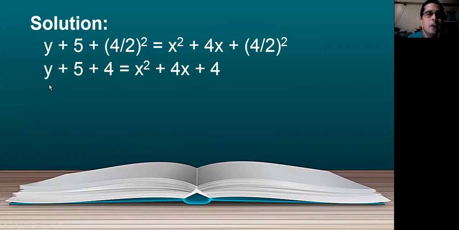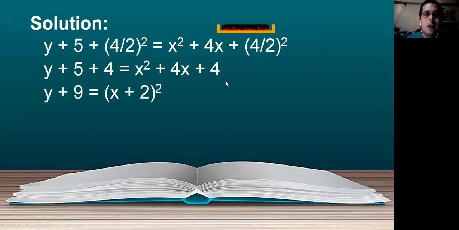Okay, so for the left side of your equation, combine similar terms: y plus 5 plus 4 is equal to y plus 9. And factoring the perfect square trinomial on the other side, that becomes the quantity x plus 2 squared.